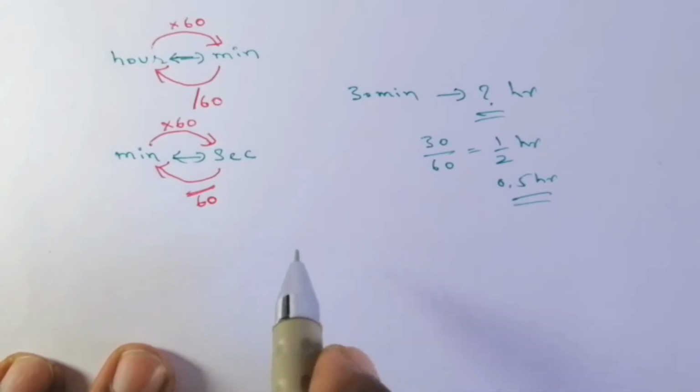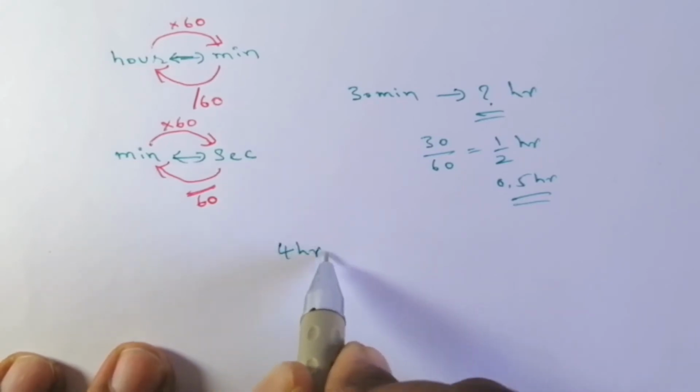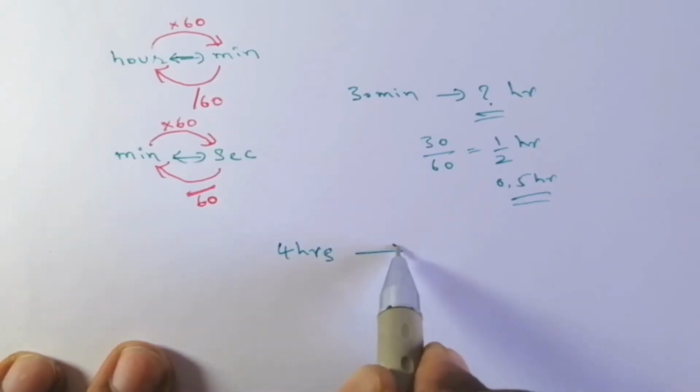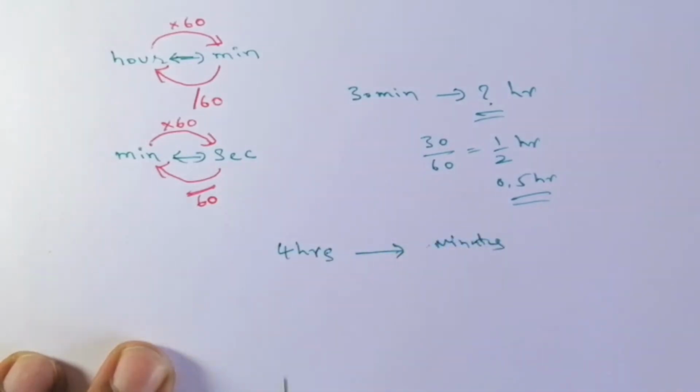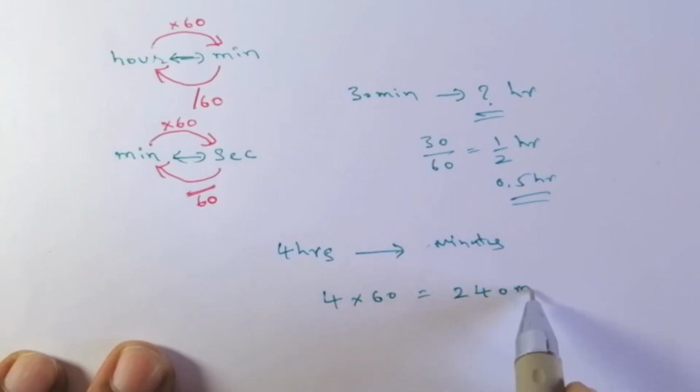Suppose you are given 4 hours, and you are asked to convert it into minutes. It is an easy thing: 4 hours, 4 into 60. So how many? It is 240 minutes. So it's an easy thing.